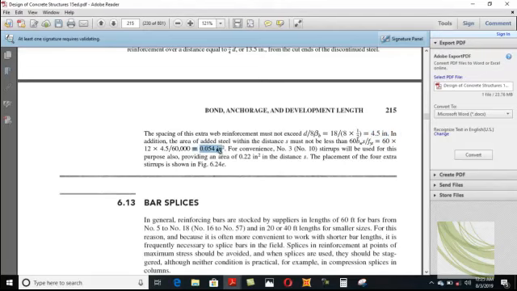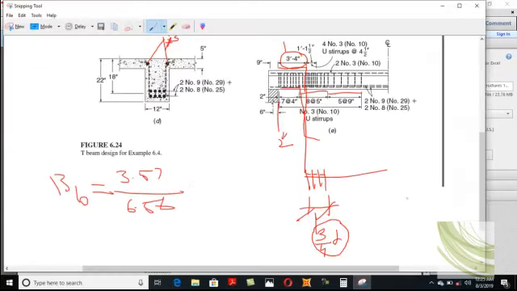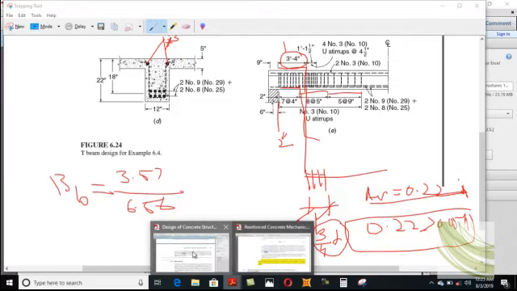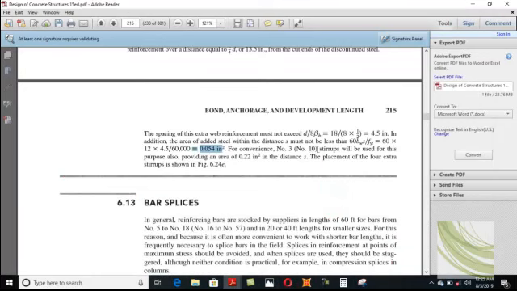Then you are providing number 3 stirrups, and number 3 stirrup Av is equal to 0.22 square inches, because you know the area of a number 3 stirrup. So 0.22 is more than 0.054, so this check is also okay. So for convenience, number 3 stirrups will be used for this purpose also, providing an area of 0.22 square inches, which is more than that one.